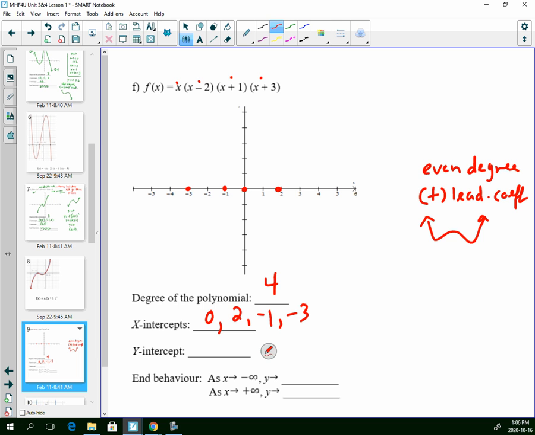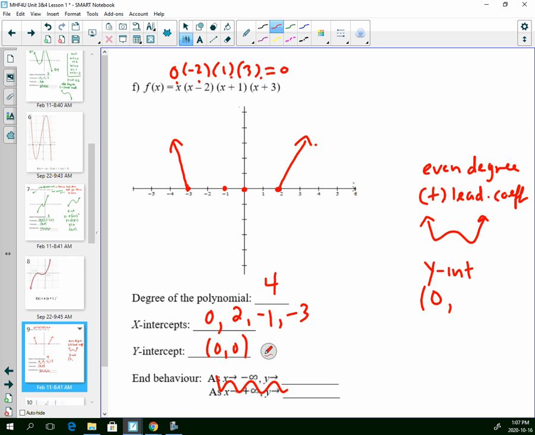The y-intercept, I'm just going to put in 0. So 0 times -2 times 1 times 3 is 0, right? Anything times 0 is 0. So 0, 0 is the y-intercept. And then I know the ends are going to go up, right? So it's going to come through this one, through this one, through that, back up, and it'll look like that.